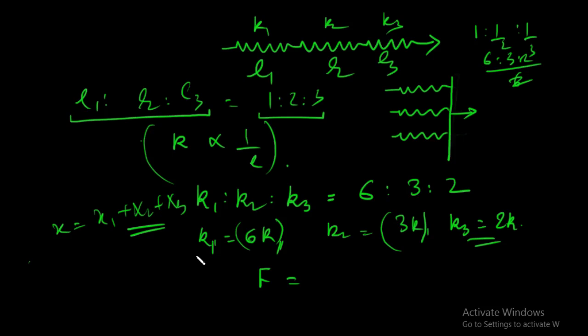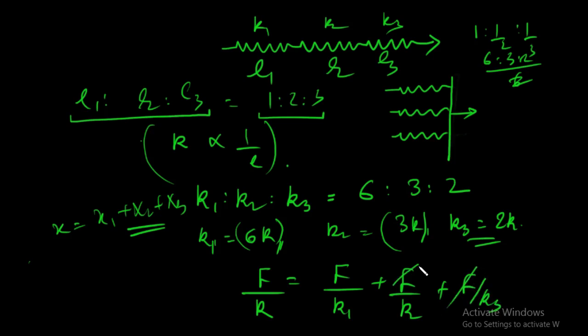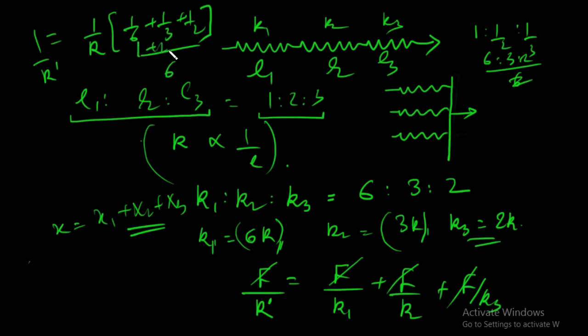So F by K, the final spring constant, would be equal to F by K1 plus F by K2 plus F by K3. F gets cancelled out, so 1 by K equals 1 by K1 plus 1 by K2 plus 1 by K3, and this is K dash. Taking 1 by K outside, 1 by K dash equals 1 by K times 1 by 6 plus 1 by 3 plus 1 by 2. The LCM is 6, so 1 plus 2 plus 3 over 6 is 1. So K dash is equal to K.